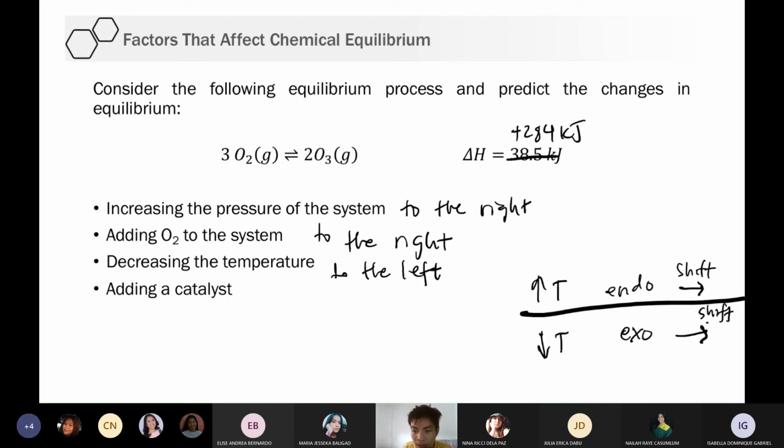To make it easier to memorize. Adding a catalyst, no effect. I wish the quiz were all like this. No effect, and you're done. So there will be no effect when you add a catalyst to your system because it doesn't affect the equilibrium. It only changes the rates of reaction. However, the equilibrium will remain as is.